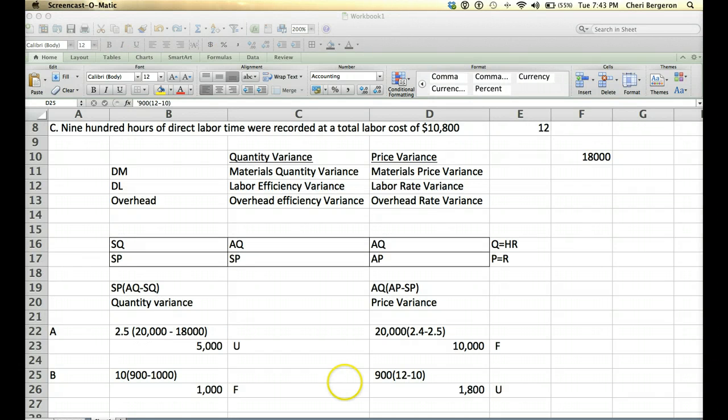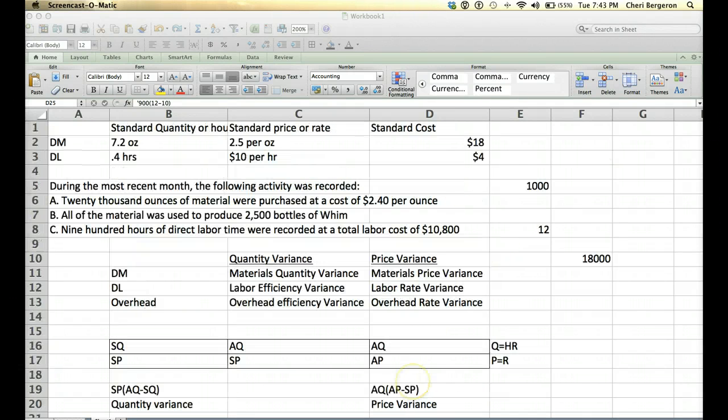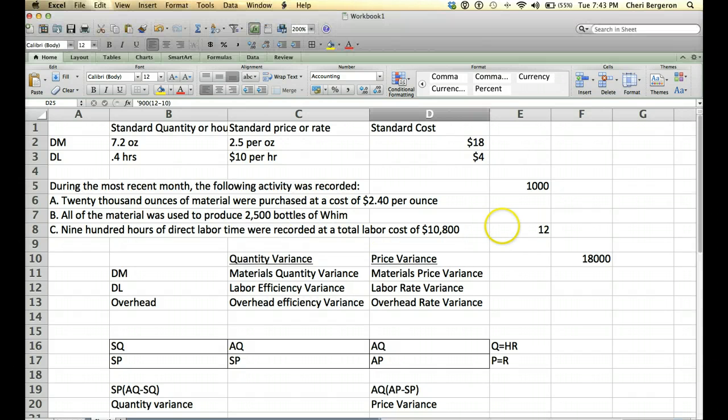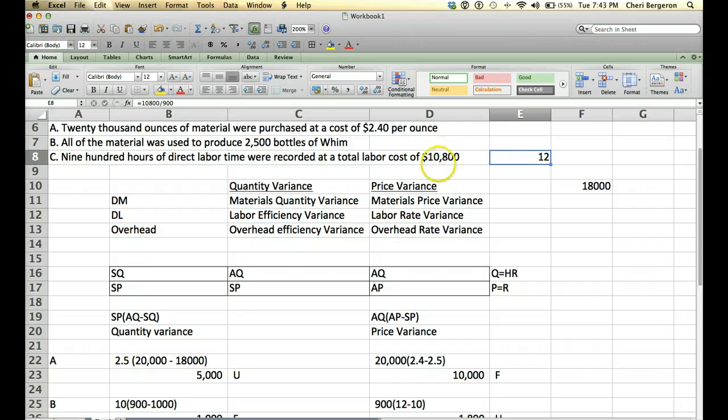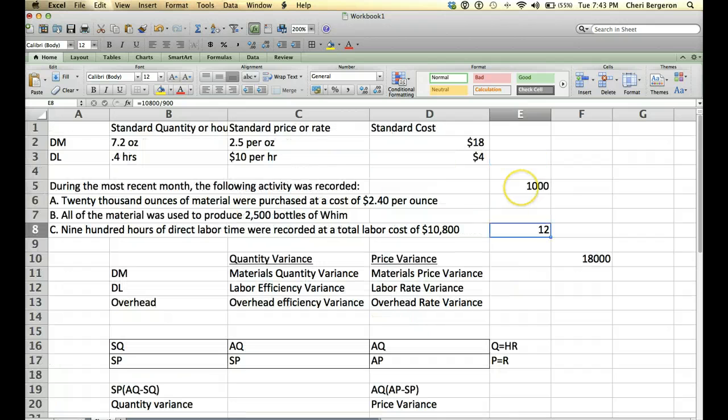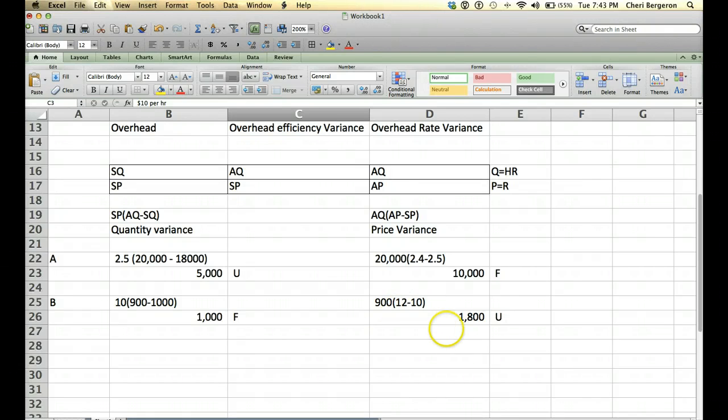Alright, so the last part of part B is going to be the price variance, and that is going to use the AQ times AP minus SP. So we're going to have 900 as our actual hours, and then AP minus SP will be 12 minus 10, and all that's given right here. $12 is because we say 10,800 divided by 900 hours, that gives you the actual rate per hour. And then the $10 is given up here per hour. So 12 minus 10 is 2. So $2 times 900 is 1,800. This is unfavorable because our actual was more than our standard. It was more than what we anticipated.